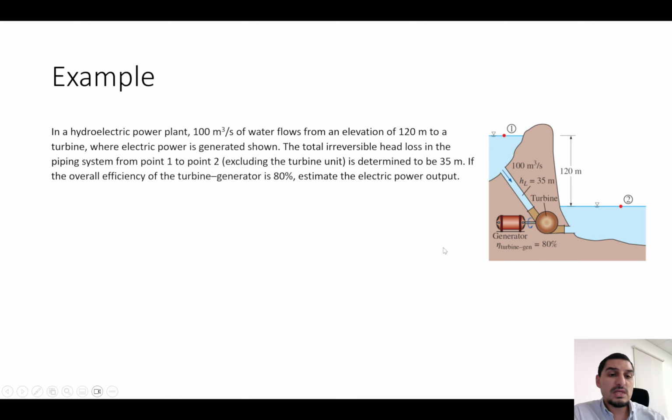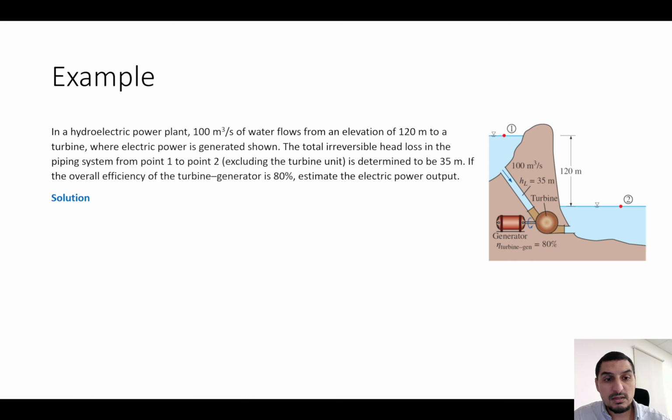What we do is what we used to do before, the same thing. We need to specify two points where we know some information, and we can apply the modified Bernoulli equation between the two of them. I think it's clear, there is no other option than these two points, 1 and 2. We know that both are open to the atmosphere. Both are large areas, so the velocity of the two surfaces is 0. The difference in elevation is 120 meters.